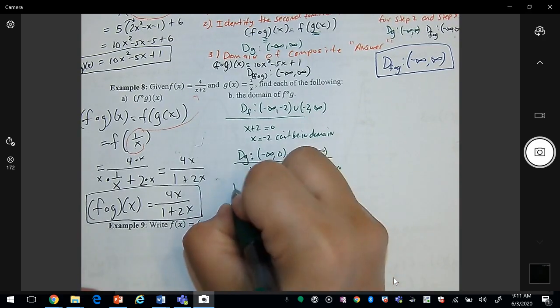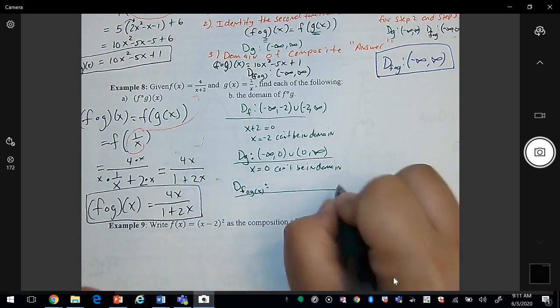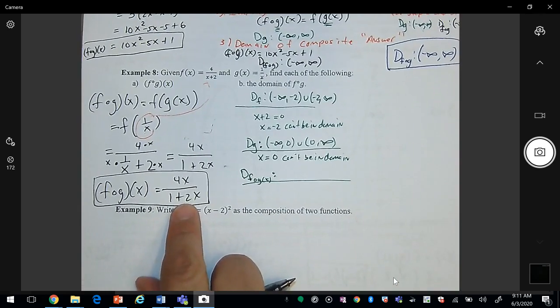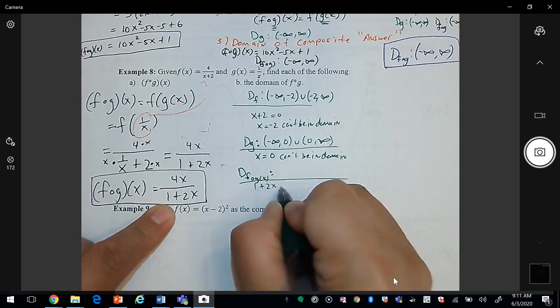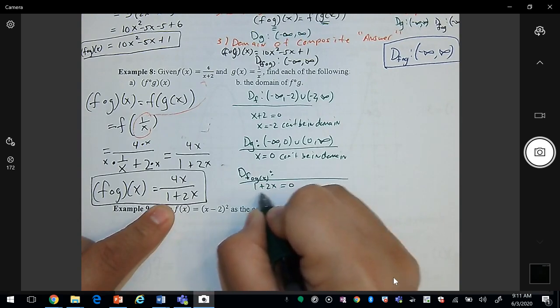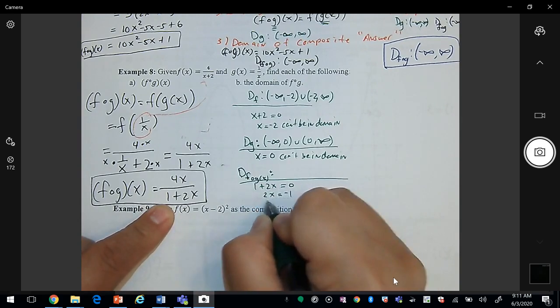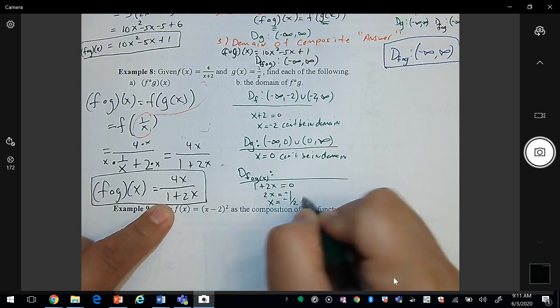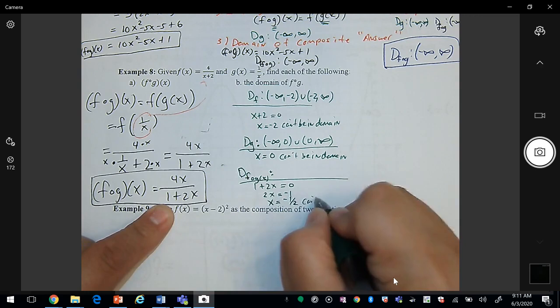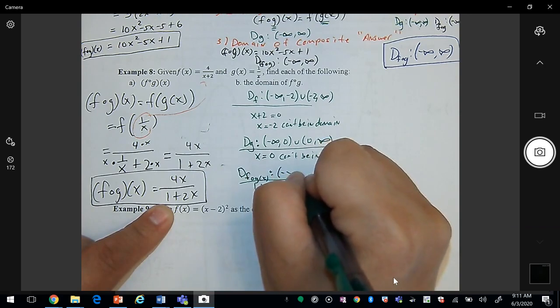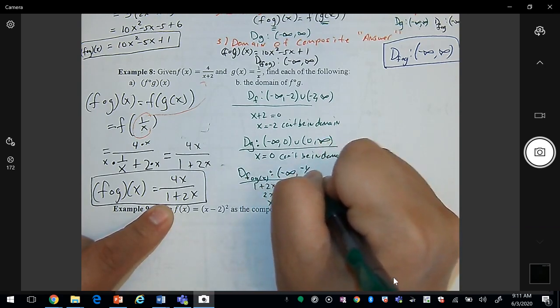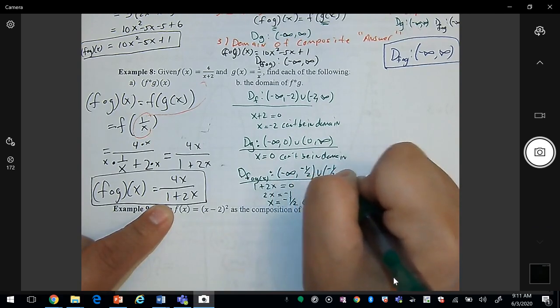And then the third domain that we need is the domain of the composition. So notice that the composition has a fraction. So we set the denominator equal to 0 and solve for x. So subtract the 1 and divide by 2. So negative a half can't be in the domain. So my domain will go from negative infinity to negative a half union negative a half to infinity.